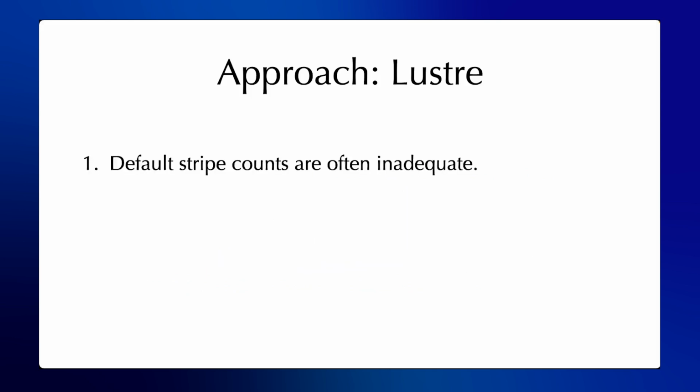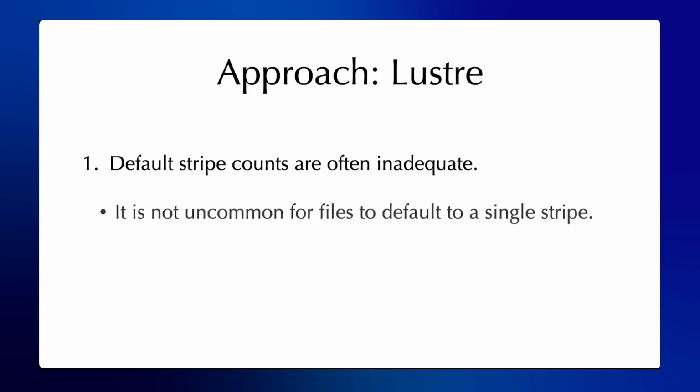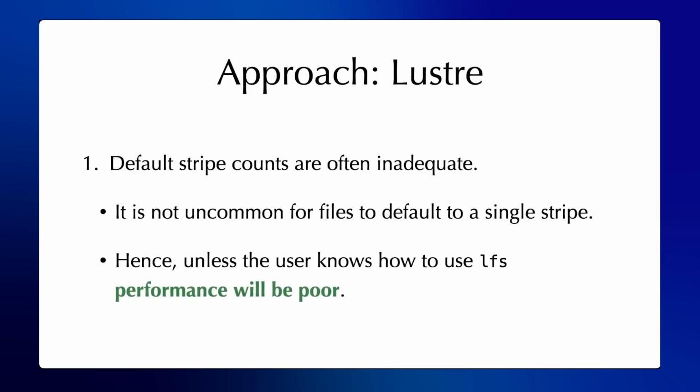Firstly, default stripe counts are often inadequate. So this is more a configuration issue, but it's not uncommon to log into a cluster and see when you create a file that it's just going to use a single stripe. So all that data goes out to one disk. Hence, unless the user knows how to use the LFS command to change that default, or unless the sysadmin has used something like progressive file layouts, performance will be poor no matter what you do. This is actually a big real-world issue. A lot of our users are stung by this.